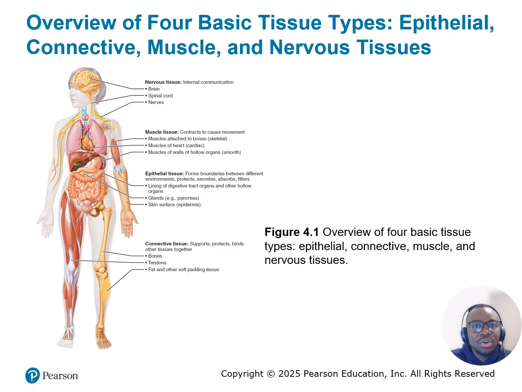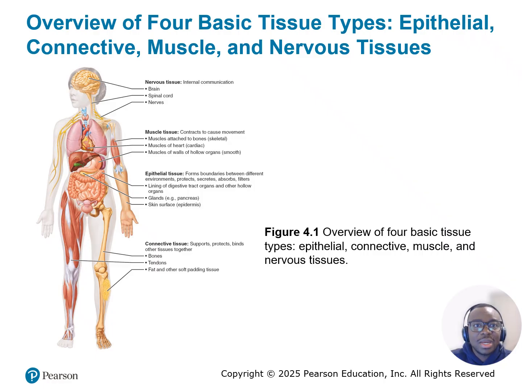This figure provides an overview of the four basic tissue types. Epithelial tissue forms boundaries between different environments. It protects, secretes, absorbs, or filters substances. Epithelial tissue is found in the lining of the digestive tract organs and other hollow organs. It is also found in glands such as the pancreas and in the epidermis of the skin. Connective tissue supports, protects, and/or binds other tissues together. Connective tissue is found in bones, tendons, ligaments, fats, and other soft padding tissue.